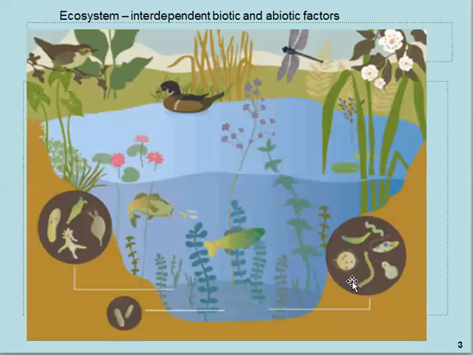In addition, the producers are giving off oxygen. There's oxygen diffusing in from the atmosphere, but they are also producing oxygen through photosynthesis, making it available to the heterotrophs, the carnivores, the herbivores, what we call the animals, and also these zooplankton living in this little ecosystem.